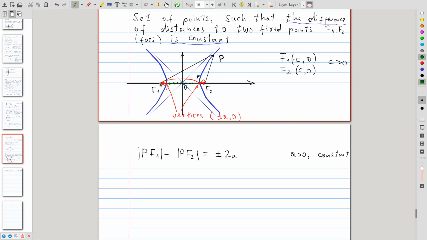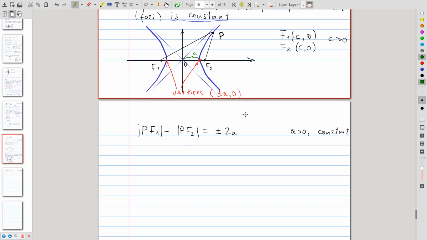Right, so if you subtract PF1 minus PF2, you have this red interval and two green intervals, and you subtract one red interval, that is. And so you have one red plus two green minus one red, and that gives you two green. And so that shows you that the distance from the vertices to the origin is precisely equal to a. So this distance here is precisely a. And so that's why the vertices have coordinates plus minus a, 0.